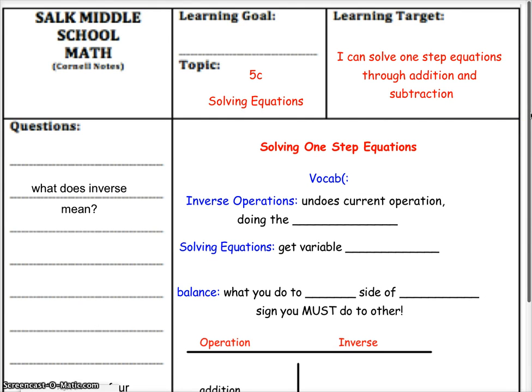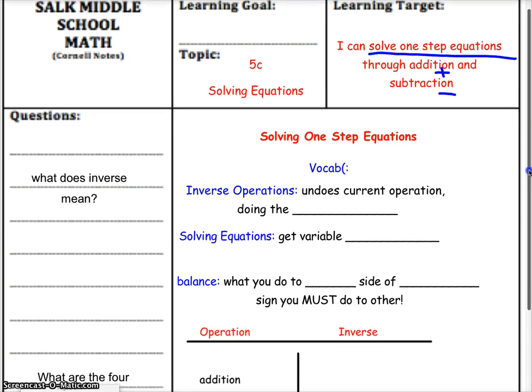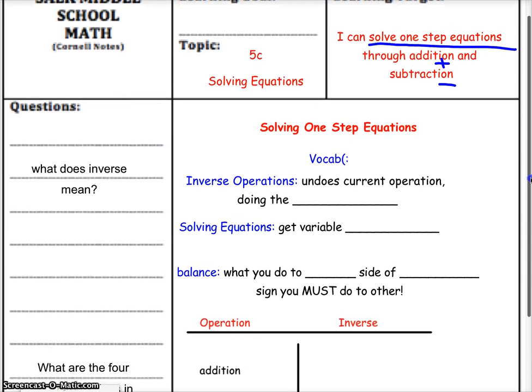Algebra unit. Today our learning target: you are going to be able to solve one-step equations through addition and subtraction. So in other words, the only operations you should use today are adding and subtracting. Okay? So you need some vocab when we talk about solving equations.